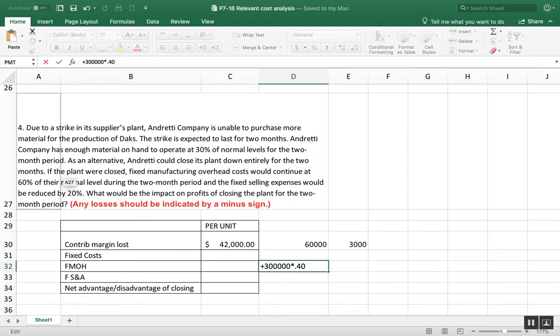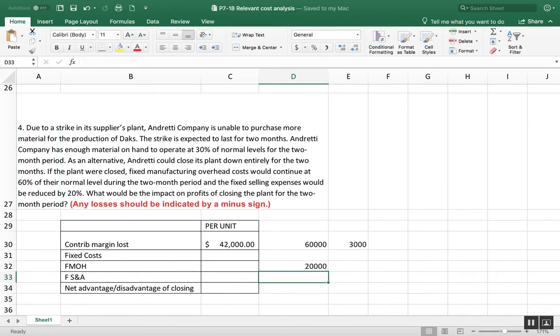Okay, but that's on a yearly basis. So now I have to multiply that times the 2 months of the year that I'm going to do that. And so the fixed manufacturing overhead, actually I'm going to take that and put that over here, is $20,000. Okay, so I'll lose the contribution margin, but I'll gain, in other words, I'll save for my fixed manufacturing overhead.